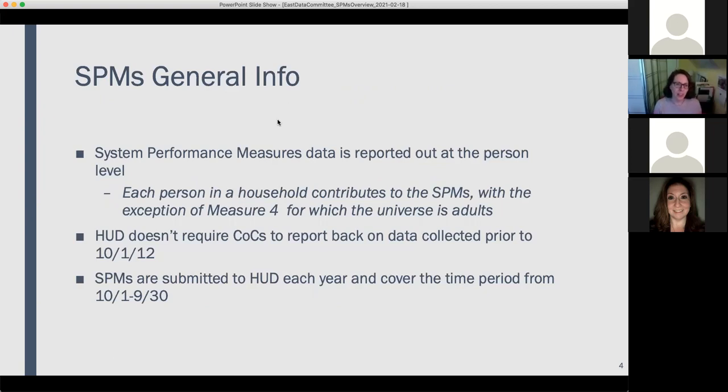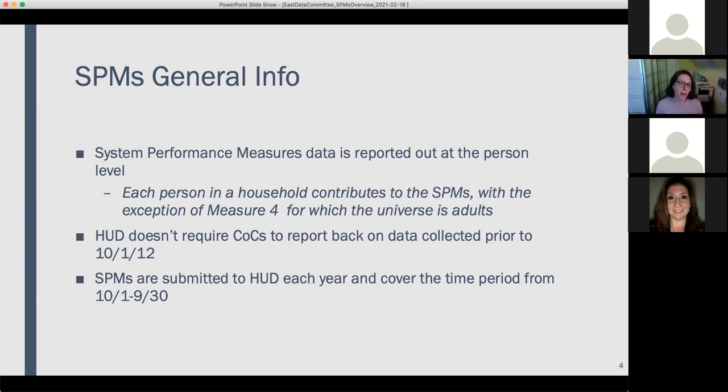But before we get started on that, I did want to point out some general info about the SPMs. The biggest one being that the SPMs are reported out on the person level, which is different than, say, the LSAs, which are focused on the household level. I think that's important when we think about some things, particularly for family providers. In a household, every person is pretty much contributing equally to each of the system performance measures, with the exception of measure 4, which is only for adults, because that's income.